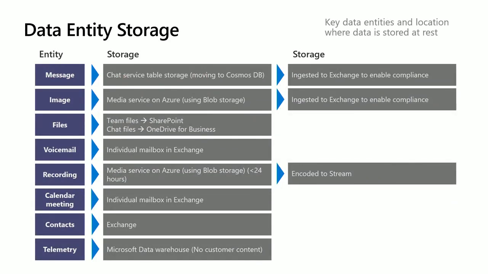So this is an exhaustive look at where all the data is stored: messages, images, files, voicemail recordings, calendars and calendar meetings, and contacts and telemetry. We've covered a lot of this already, and I won't necessarily read it out, but you can take a picture of this if you like. It basically describes where data is stored at rest. Let's see, is there anything of interest that I haven't already mentioned on here?